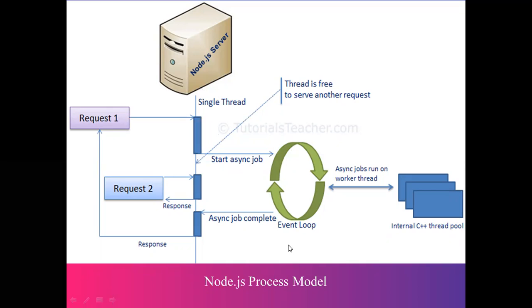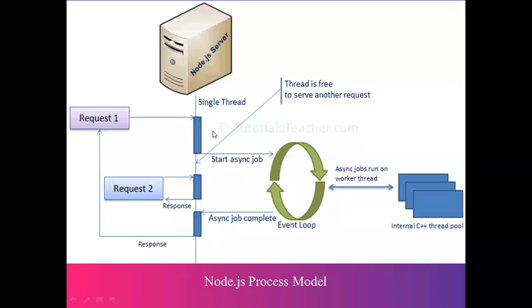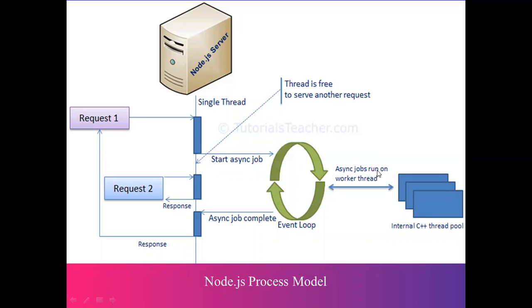Here you can see the event loop. The single thread is assigned to that request. After processing that request, the second request appears. Then the event loop continues with the first request. Here you can see the thread is free to serve another request. After getting the first request, it starts the asynchronous job, which means the thread is free while that request is going to be processed.